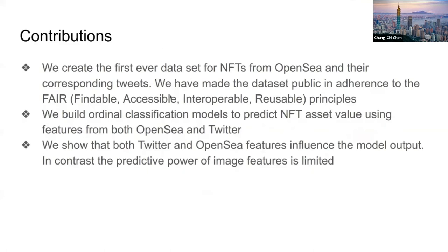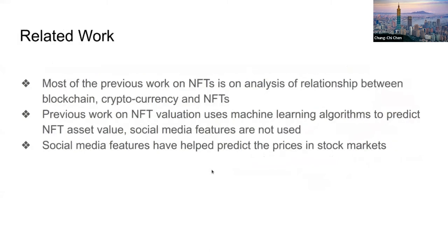Coming to the contributions, the first major contribution is the dataset, which is public and adheres to the FAIR principles. We create the first ever dataset for NFTs linking OpenSea marketplace data and their corresponding tweets. We then go on to build an ordinal classification model to predict NFT asset value using signals from both OpenSea and Twitter. And finally, we test and show that our hypothesis holds true, that is, Twitter features and OpenSea features contribute almost similarly towards the pricing of the NFTs. Further, we see that the actual content of the NFTs, which is the images, have very limited predictive power.